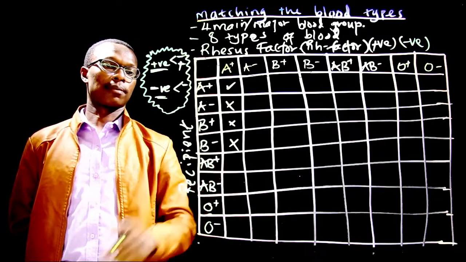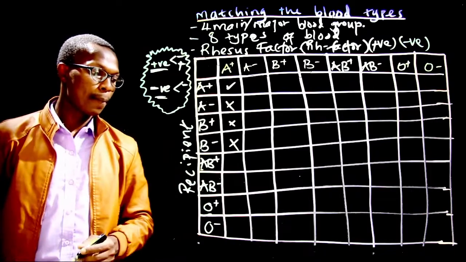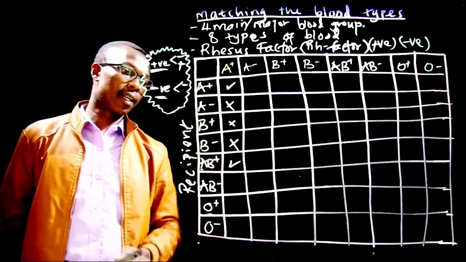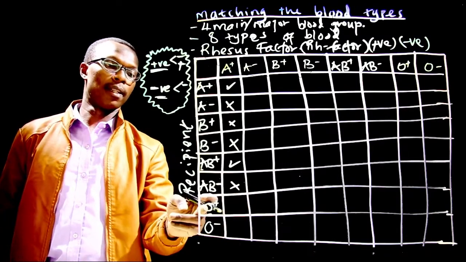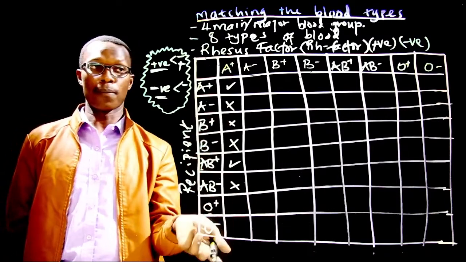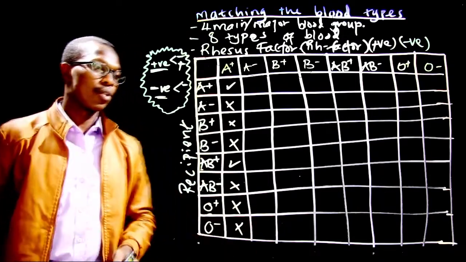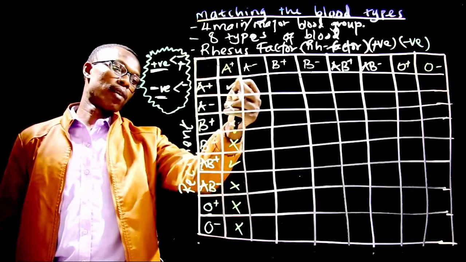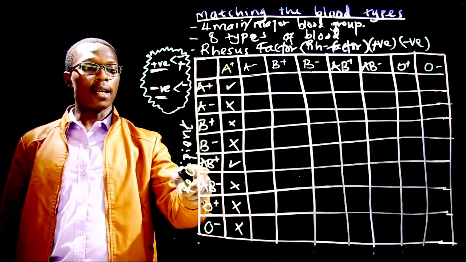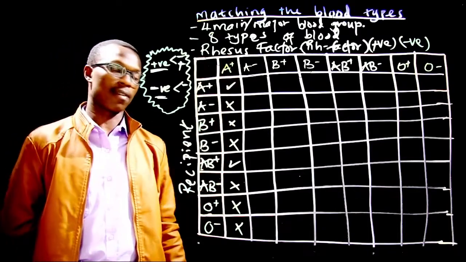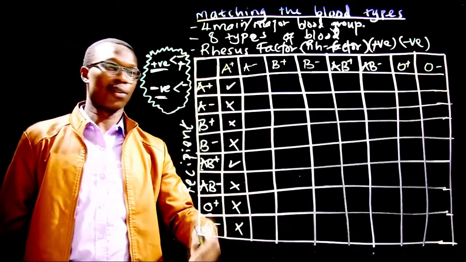How about this one? Do you think this can receive? Yes, because of the A positive, right? So this one can. How about this one? This can't because of the negative. How about this? This one can't because it's completely new antigen. How about this? No. So here we have 2. So A positive can receive from A negative, and AB positive can receive from A negative. Is that okay? I know it's a long table, but let's just take it through slowly, yeah?